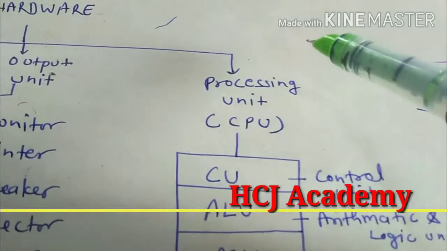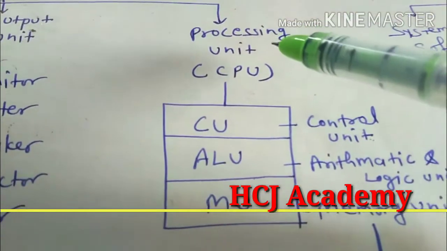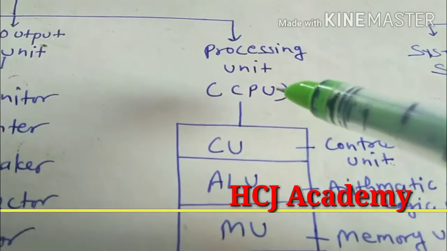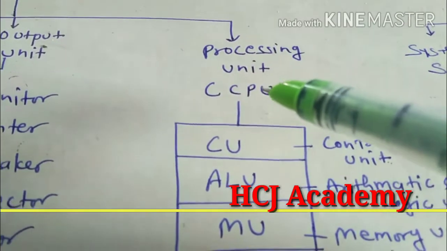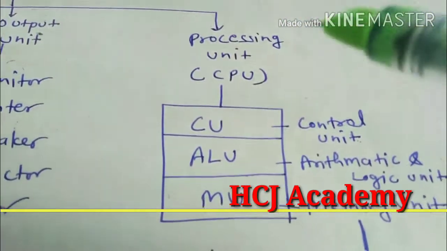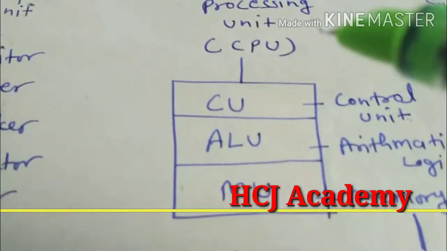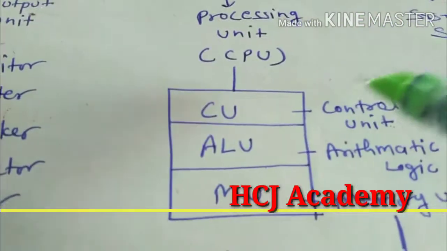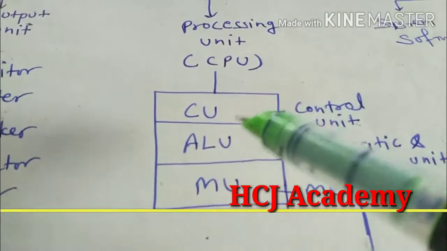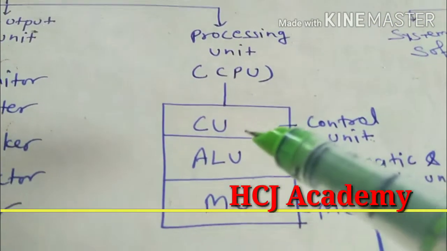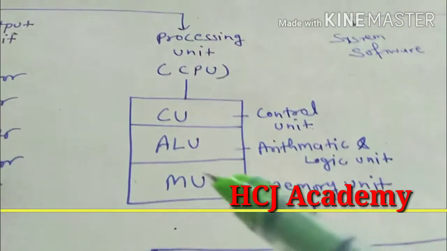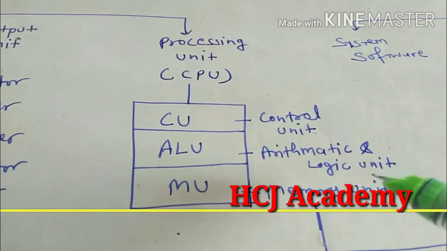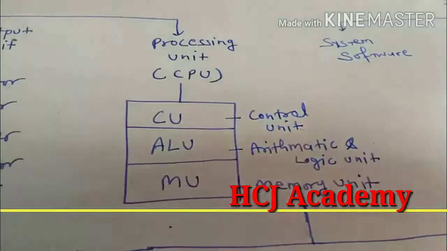The next one is the processing unit. This is also known as the CPU. It is the brain of the computer system. This is a very important part of the computer system, because all the work is done by the CPU. It is further classified into three units: CU, ALU and MU. CU stands for control unit, ALU stands for arithmetic and logic unit, and MU stands for memory unit.